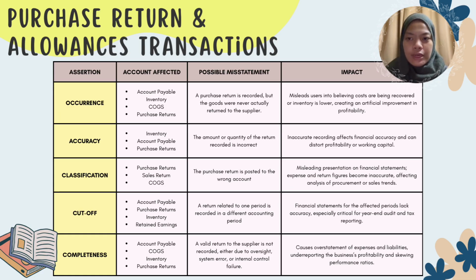Next was cut off. So the possible misstatement was a return related to one period is recorded in a different accounting period. So the impact was financial statements for the affected periods lack accuracy, especially critical for year-end audit and tax reporting. Lastly was completeness, so the possible misstatement was a valid return to the supplier is not recorded, either due to oversight, system error or internal control failure. So the impact was causes overstatement of expenses and liability, under-reporting the business profitability and skewing performance ratios.